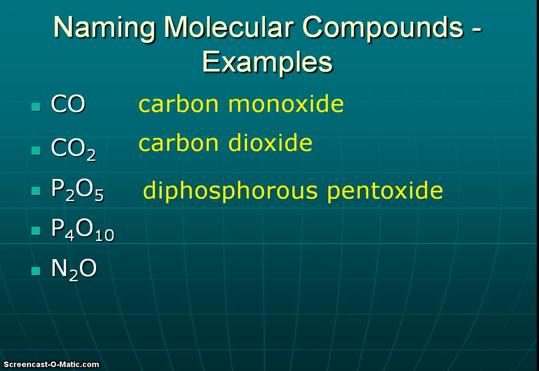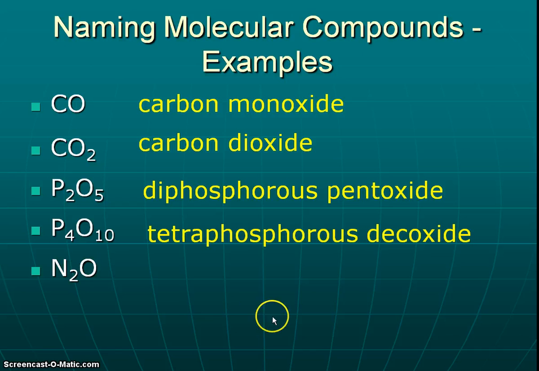For the next one, 4 is tetra, so tetraphosphorus, and 10 is deca. So tetraphosphorus decoxide, and again, you can drop that A. Notice that these are not simplified. So for ionic, it's a ratio, so you're going to simplify the numbers. You do not do that for covalent compounds.